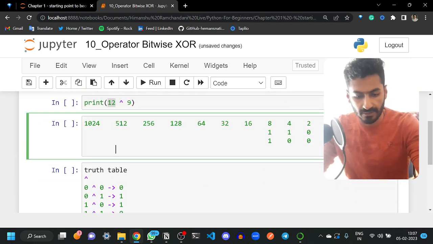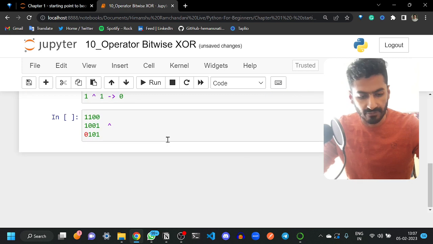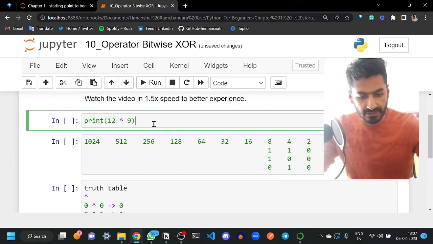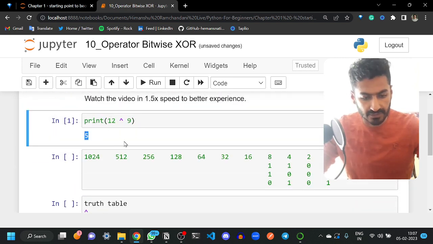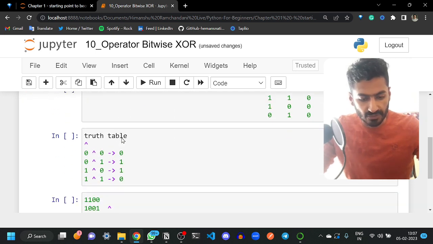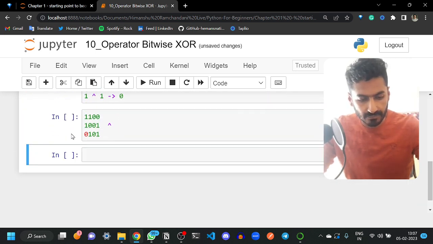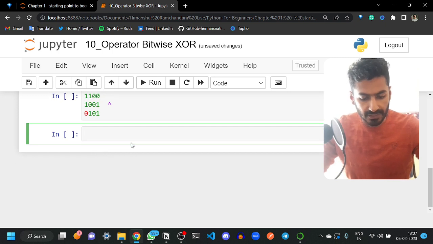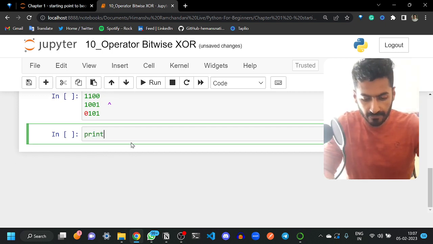What will be the decimal number for this? So 0, 1, 0, 1. Add 4 and 1. It will be 5. Let's run this. We should get a 5. Here it is. Okay, so this is how you calculate the XOR operator.